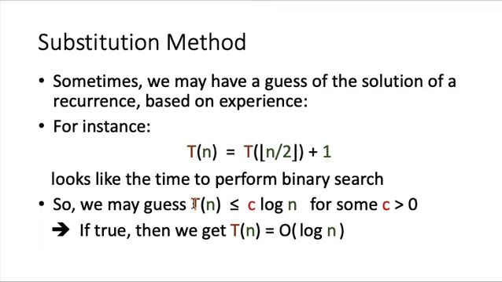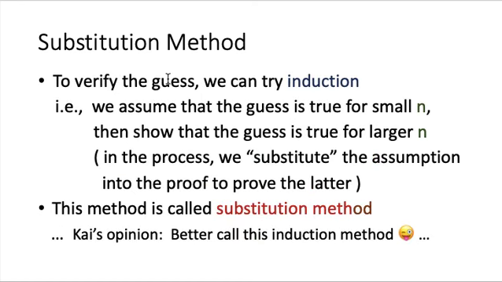Now we have this guess. So this is the guess that we have. Then we can try to verify the guess by using induction. So what is meant by induction? Okay, recall a little bit about what you have learned in the discrete math course. We are going to assume that the guess is true for small values of n, and then we show that the guess is also true for larger values of n. And because of this, if this is done, then we can see that the guess will be true for all the values of n.